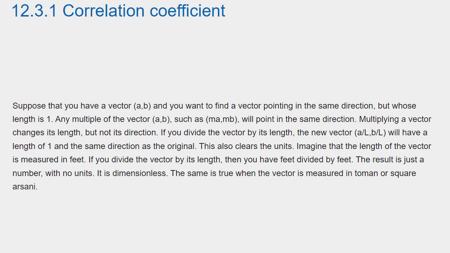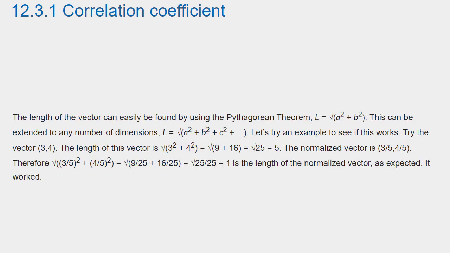This also clears the units. Imagine that the length of the vector is measured in feet. If you divide the vector by its length, then you have feet divided by feet. The result is just a number with no units. It is dimensionless. The same is true when the vector is measured in Toman or square Azani.